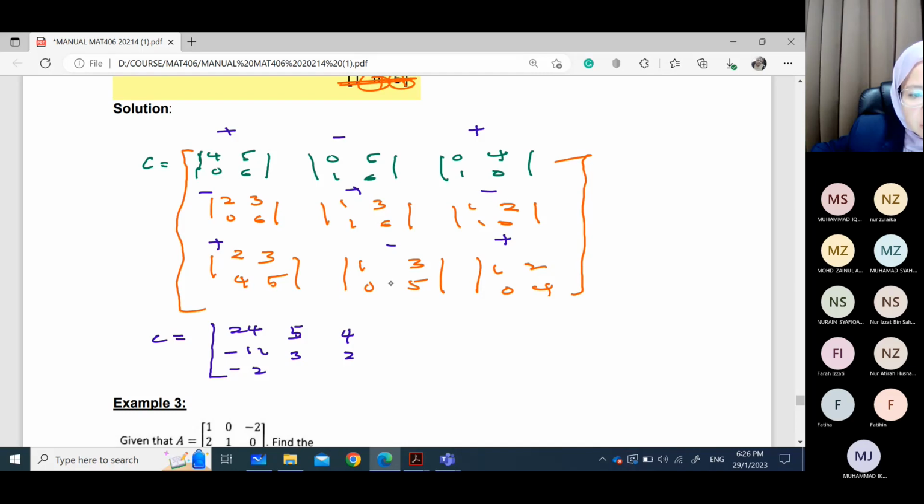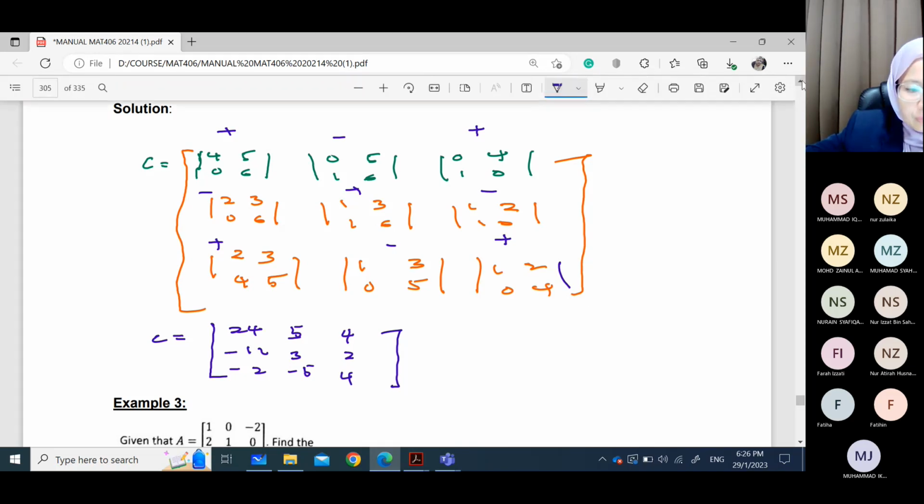5 minus 0, we have 5, tapi sign the negative, so we have negative 5. So untuk yang ini, determinant for this one, 1 times 4, 4 times 0, we have 4. So this is our cofactor. Ini adalah cofactor. Okay, boleh? So untuk lebih clear, nanti saya akan sharekan link bagaimana untuk kita cari cofactor bagi matrix. Okay, boleh?